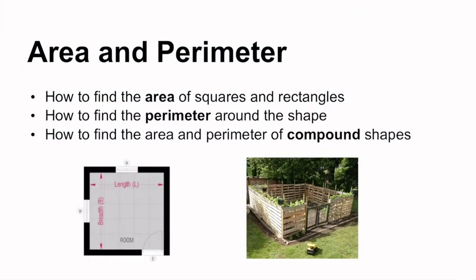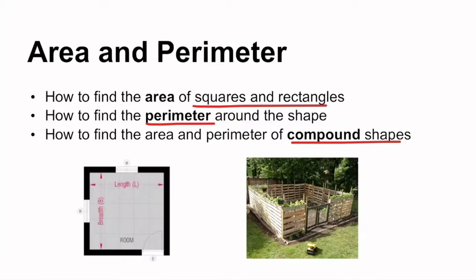Today we're going to be talking about area and perimeter. We're going to split this video up into three parts. First of all, we're going to talk about how do we find the area of squares and rectangles. Then we're going to talk about how do we find the perimeter around these shapes. And we'll finish off by talking about how do we find the area and perimeter of compound shapes.